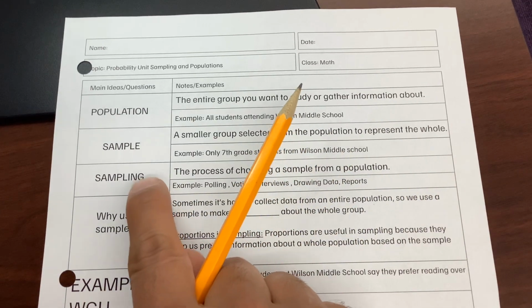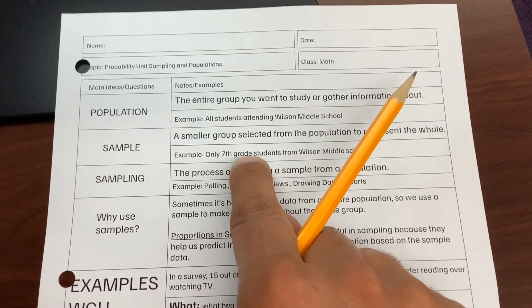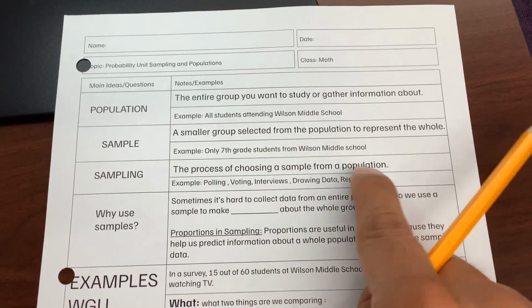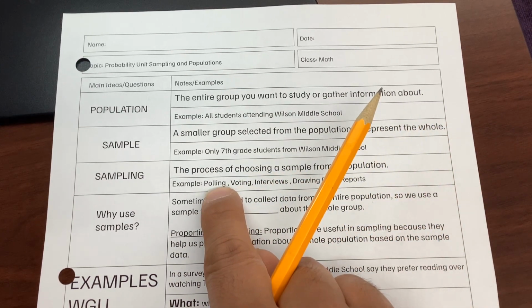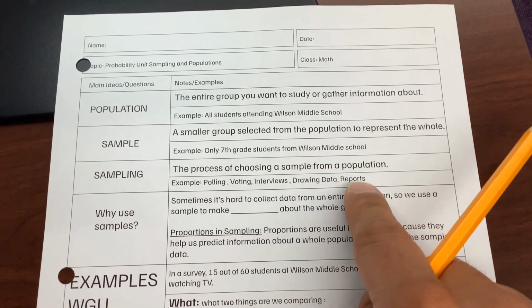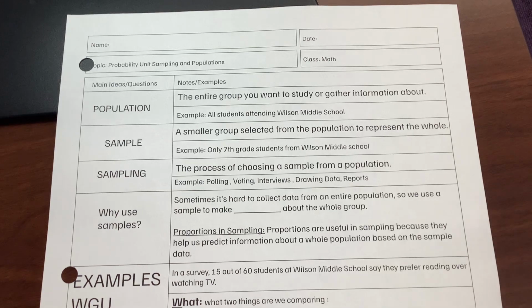Now, the actual sampling, what would we be doing here? That's the actual process of choosing a sample from a population. And that's going to happen either through polling, voting, or interviews. I'm either drawing data or pulling a report somehow, and that's how I'm gathering information instead of speaking to every single individual student.